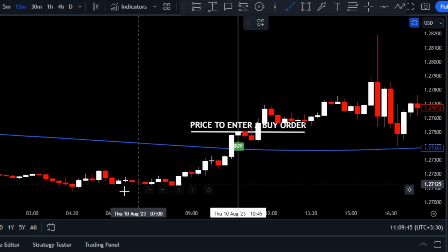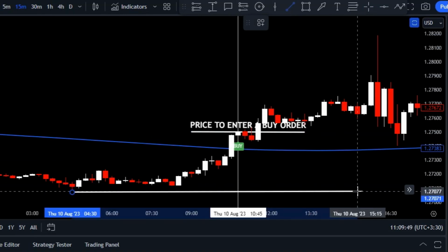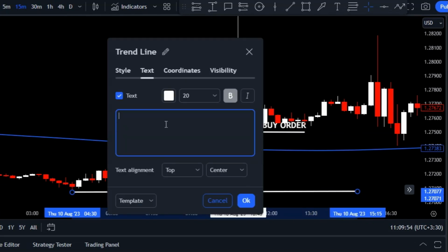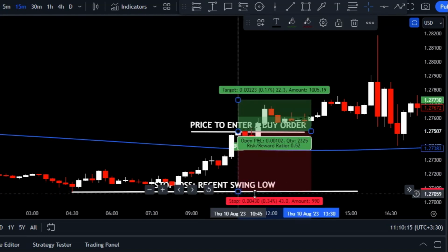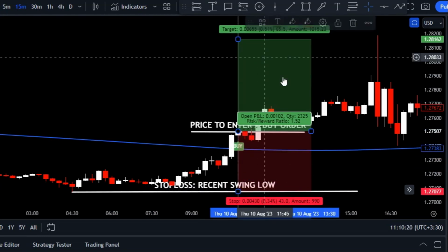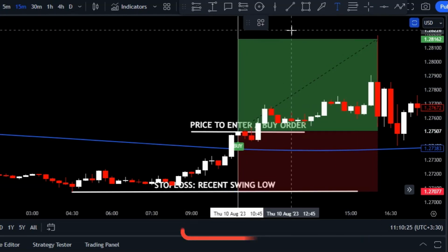For managing your capital, set a stop loss for the trade. A reasonable choice is to place it just below the recent swing low. In the next step, consider the risk-reward ratio of 1 to 1.5 for exiting the trade and profit.